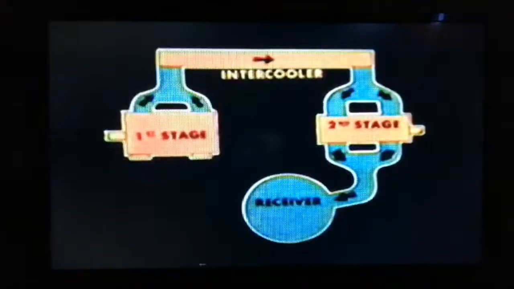The first stage or low-pressure cylinder is larger than the second stage, and air is compressed to some pressure in the low-pressure cylinder, then discharged into an intercooler which removes some of the compression heat from the pressurized air. The air is then admitted to the second stage, smaller, high-pressure cylinders, compressed, and then discharged at high pressure into a storage tank, called a receiver.